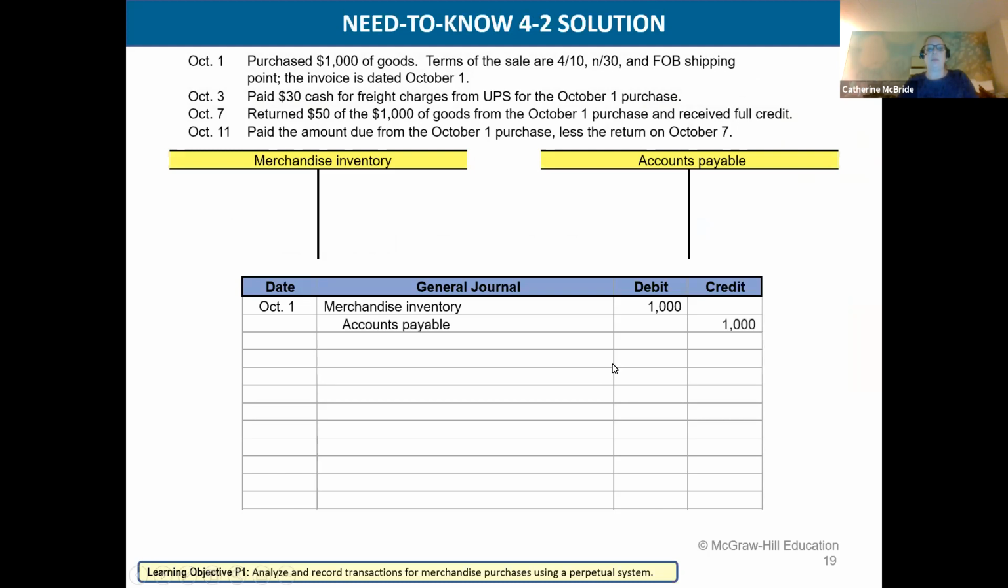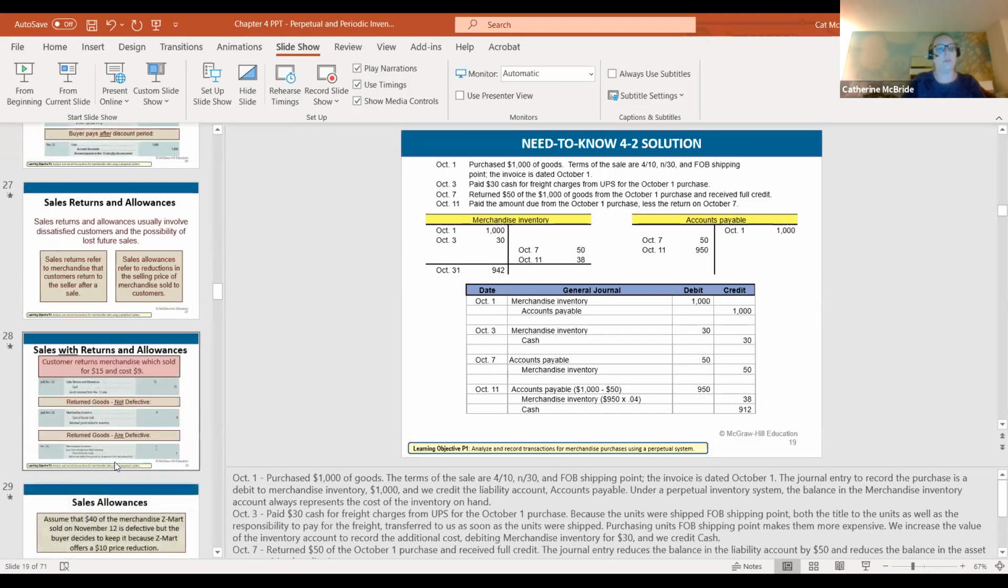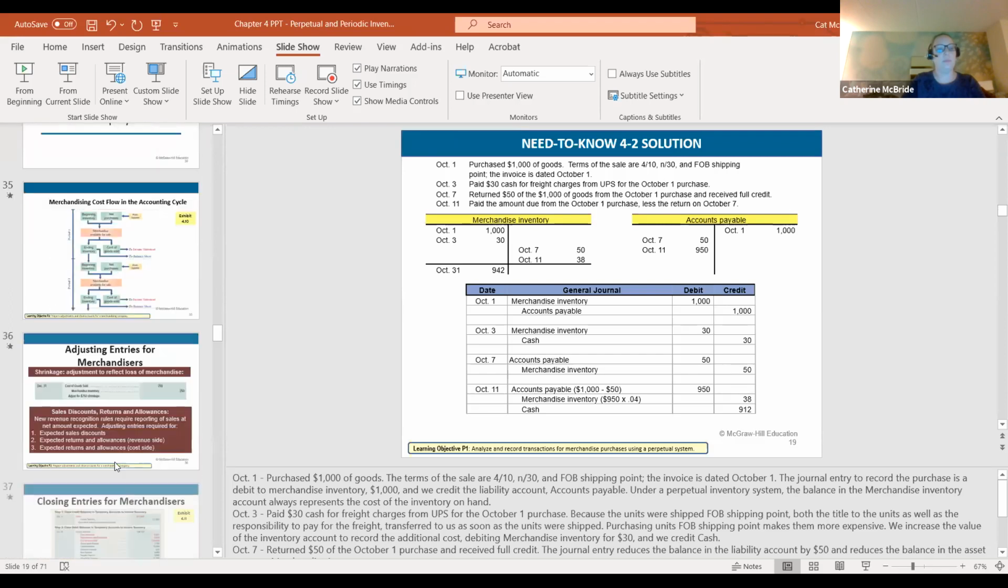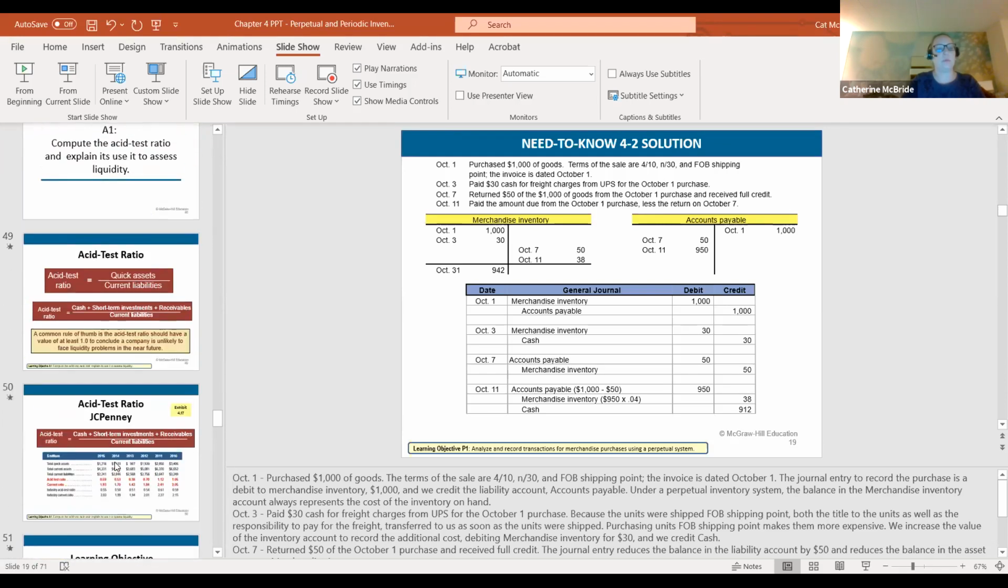So I want to skip through here. These are actually good to, because I wanted to show you at the end of the chapter.